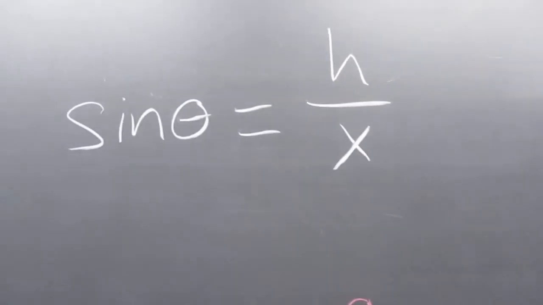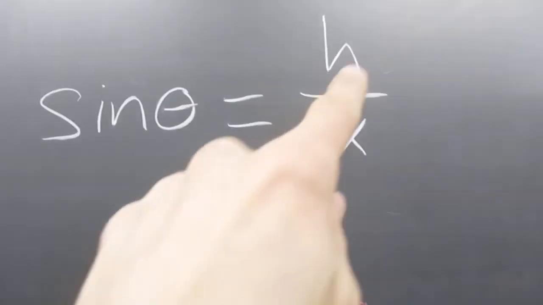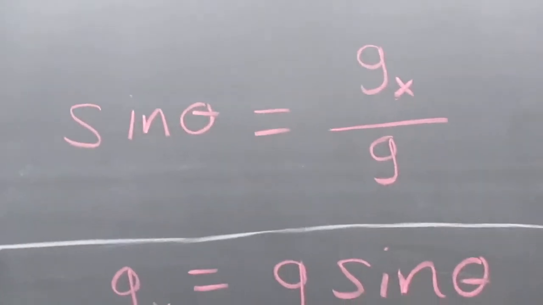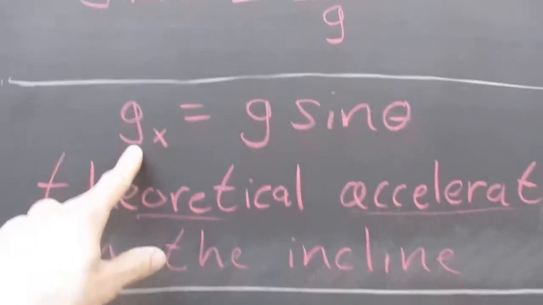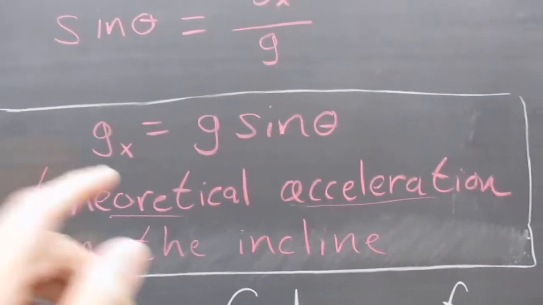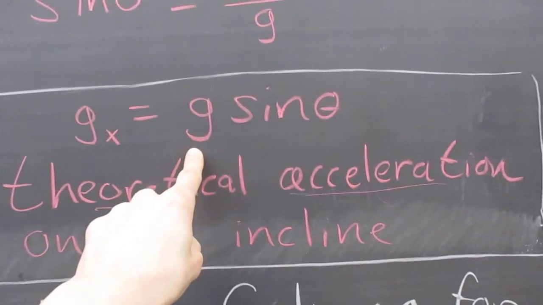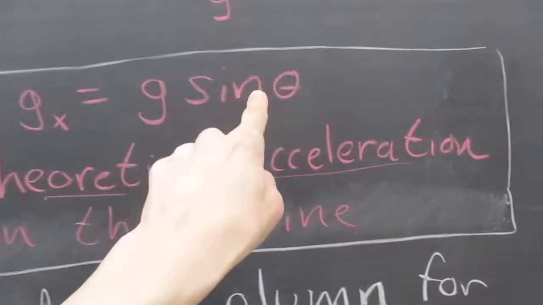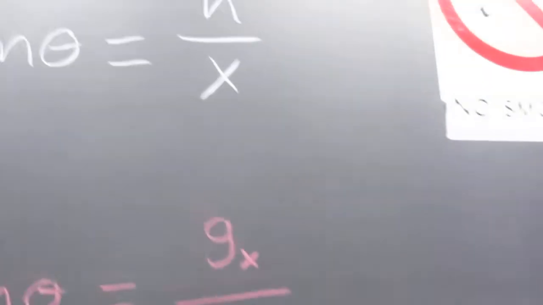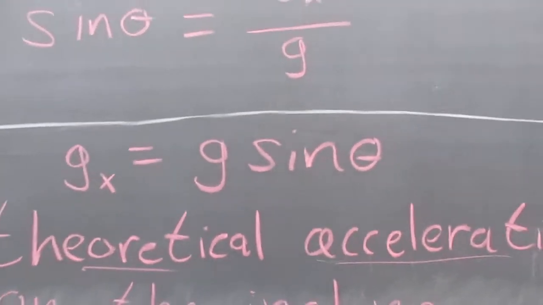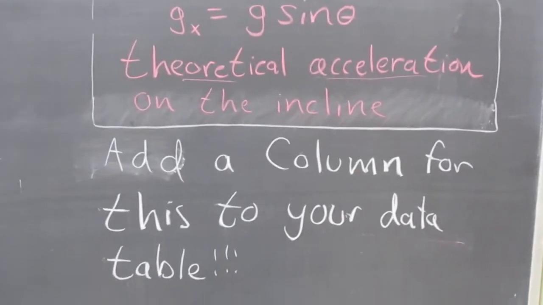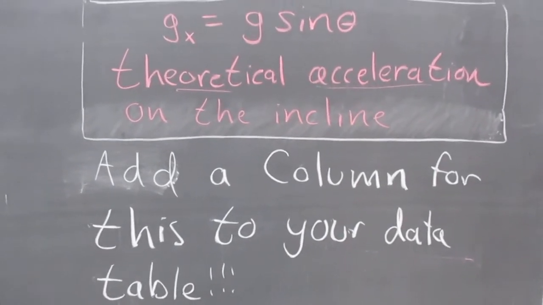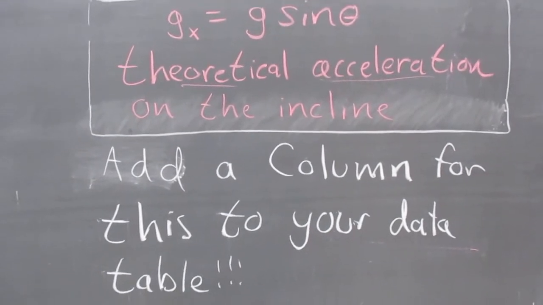And before, from the height measurement, sine of theta equals h over x. We just solve that for gx, and this is going to be our theoretical acceleration on the incline. So it's 9.81 meters per second squared times the sine of theta, which we found by dividing h over x. You're going to want to add a column for this to your data table. Again, it's not written in the lab description, but we're going to do that.